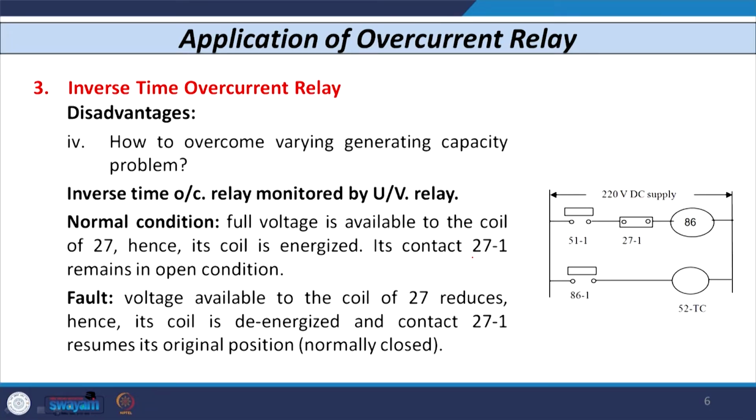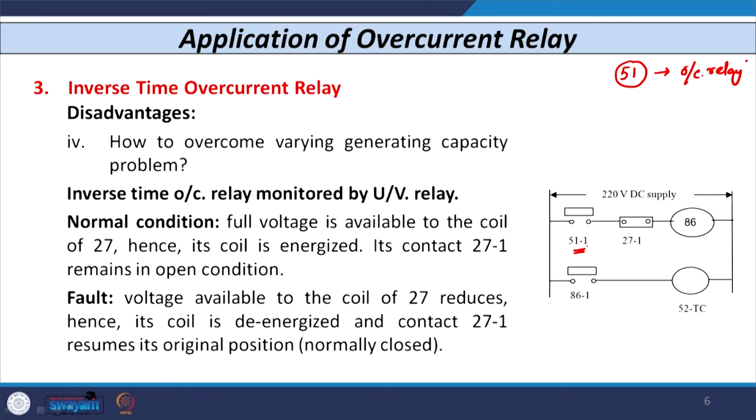So if I use such things, then the overcurrent relay is denoted by the number 51. So 51 is your overcurrent relay coil, and 51 is also the contact of the overcurrent relay. To resolve this issue, what we do is that the magnitude of fault current is lower than the full load current.